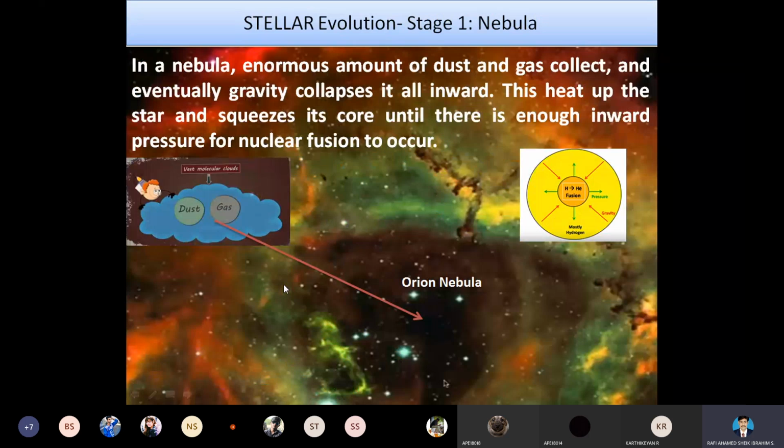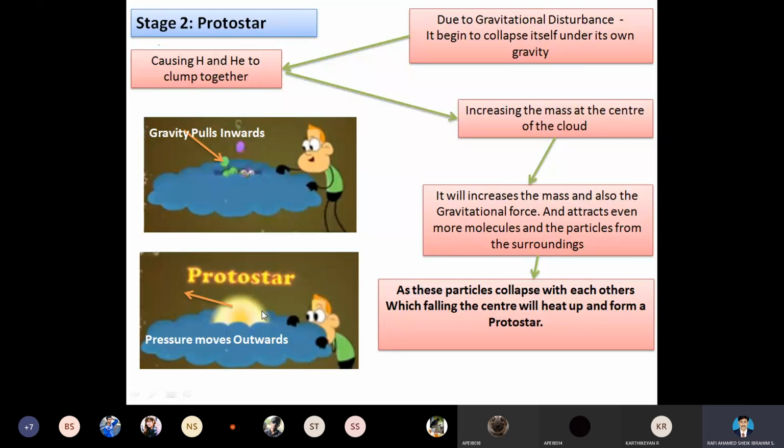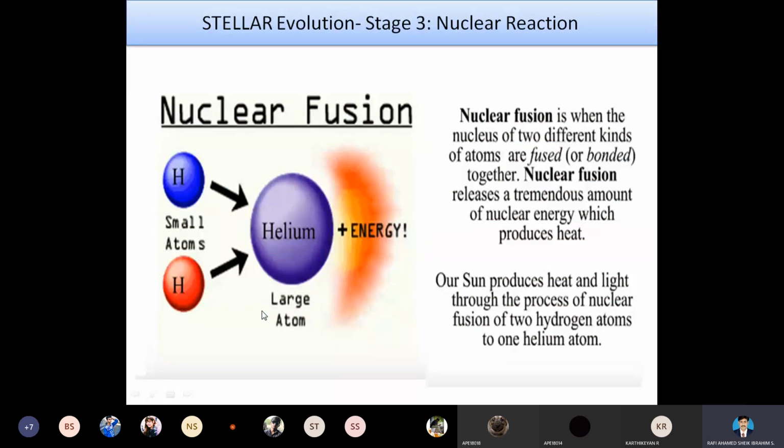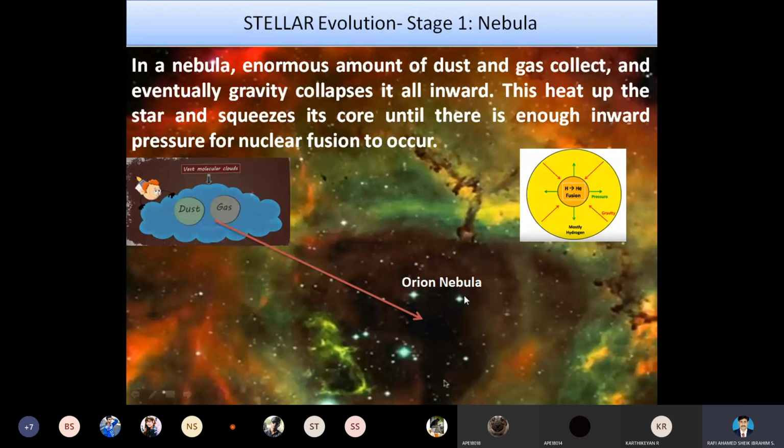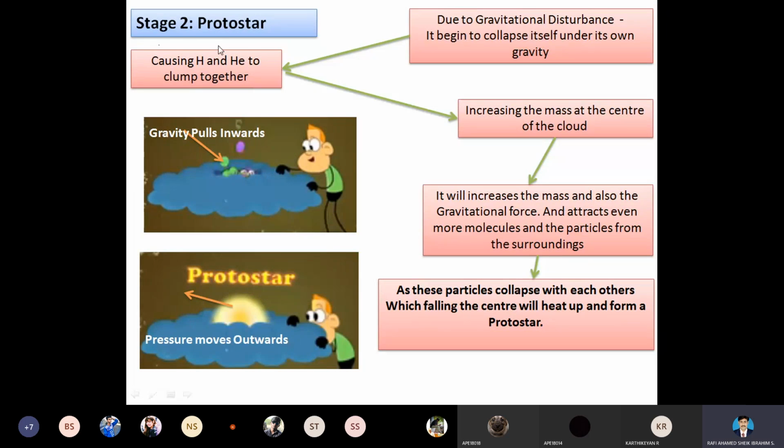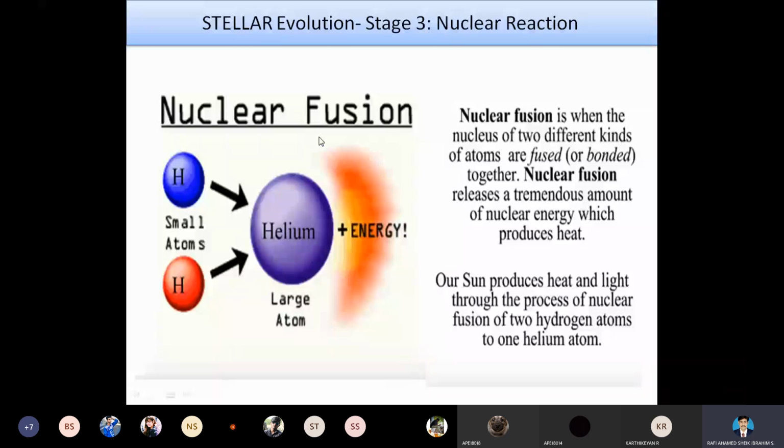So the first stage is the nebula. The second stage is the protostar. The third stage is the nuclear reaction. Only after the formation of the nebula and then the protostar will the nuclear reaction take place. In general, the nuclear reaction is the bombardment between two different kinds of atoms.